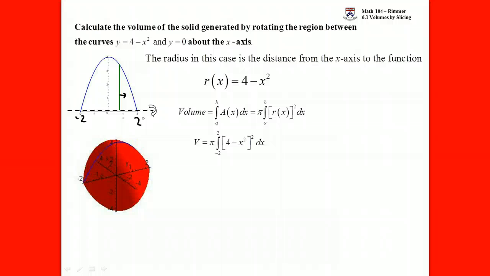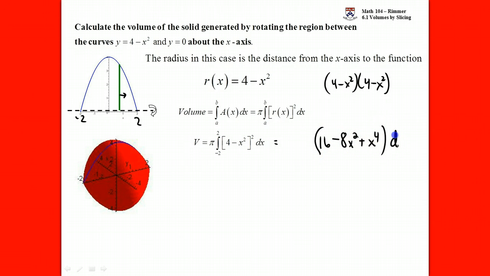When you square something that's multi-term like this, there's a middle term that you'll be forgetting about. Squaring something is multiplying it by itself. If you take 4 minus x squared and multiply it out by itself, there's a middle term of minus 8x squared. Yes, you'll have the 16. Yes, you'll have the x to the 4th. But you'll be forgetting about the middle term, minus 8x squared. And yes, there's the pi outside, and yes, you're going from minus 2 to 2.